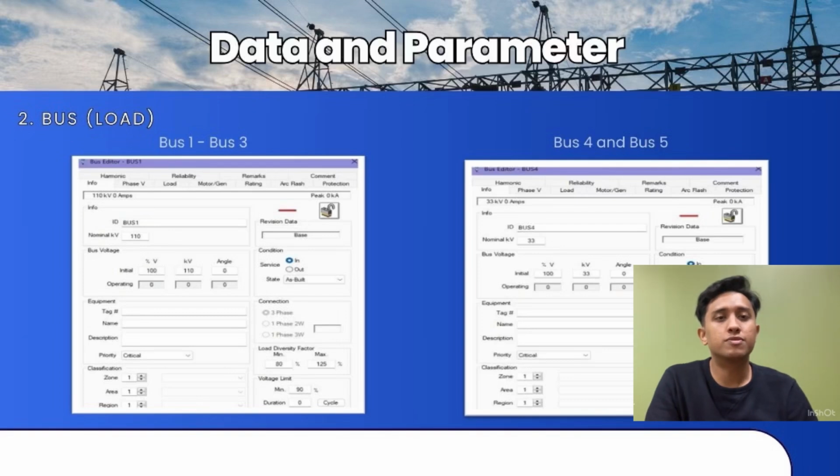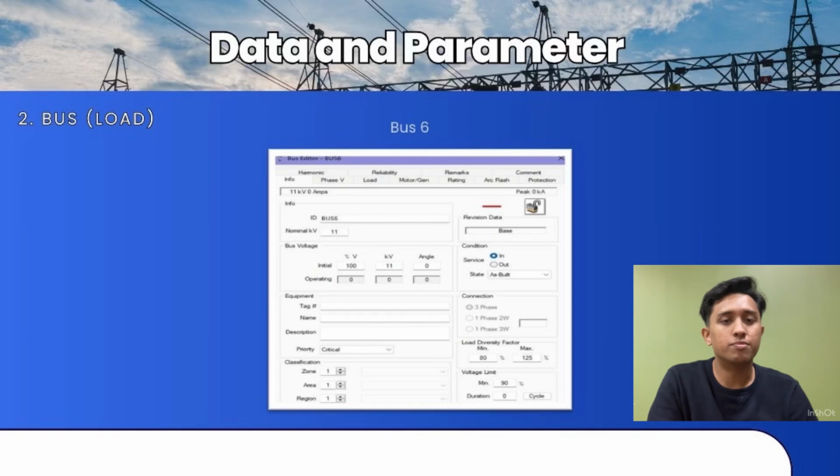So we continue with bus 4 and 5. The right side of the slide shows the settings for bus 4 and bus 5. These buses represent a different voltage level, specifically 33 kV, indicating a step down to a different part of the network. Both sets of bus configurations include initial voltage and angle settings, and importantly, they have load diversity factor limits and voltage limits defined, which are crucial for assessing system performance and stability under varying load conditions.